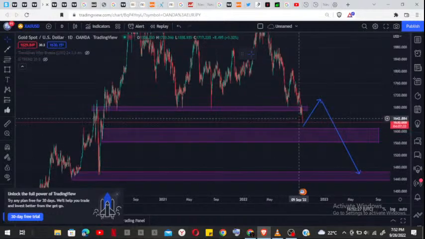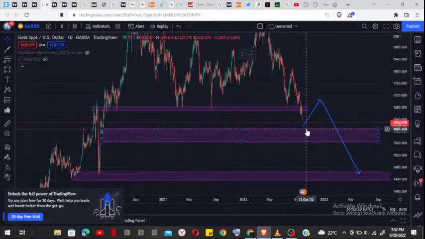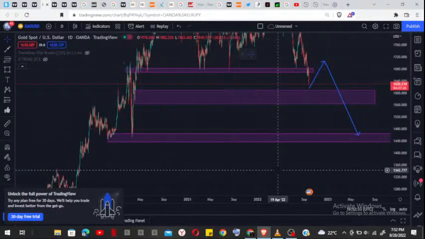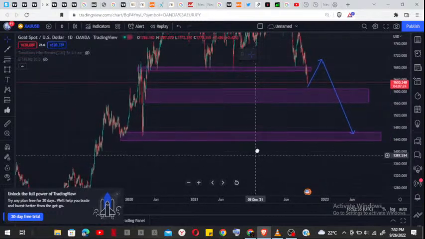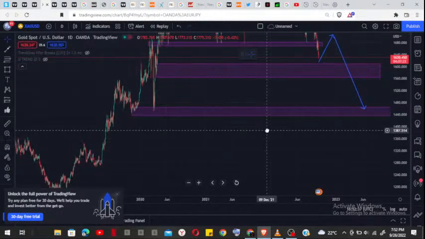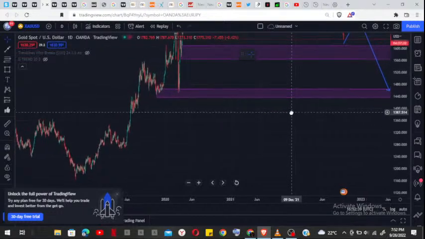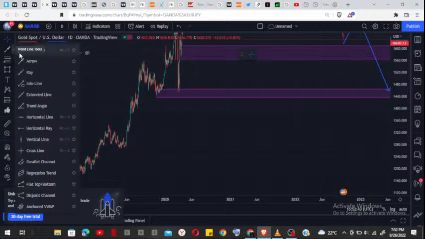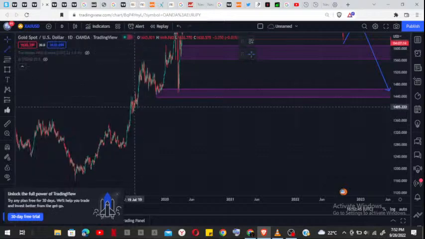But if that doesn't happen, the reason why I was saying that if the market comes to this zone over here, if you look at this in a longer time frame, which is like a day or something, you can see, let me just draw a trend line over here.